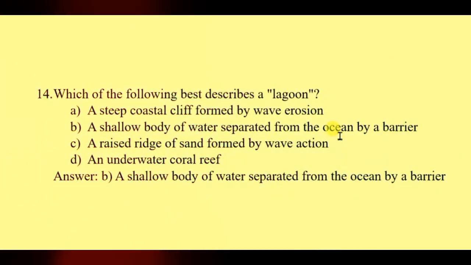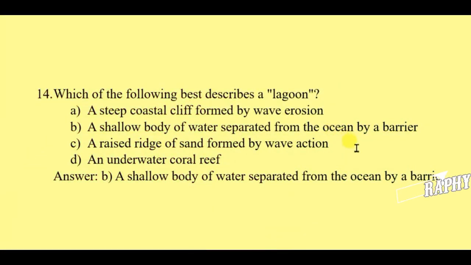Question 14. Which of the following best describes a lagoon? A steep coastal cliff formed by wave erosion, a shallow body of water separated from the ocean by a barrier, a raised ridge of sand formed by wave action, an underwater coral reef. Here the right answer will be a shallow body of water separated from the ocean by a barrier. It's called a lagoon.